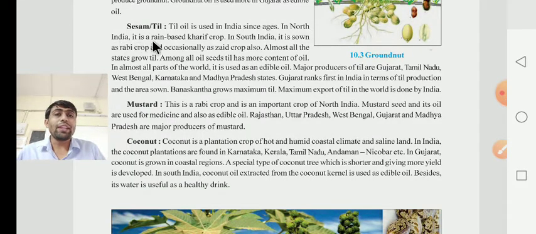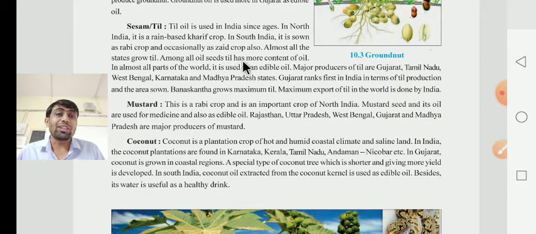In North India, it is a rain-based kharif crop. In southern India, sesame is sown as a rabi crop and occasionally as a jayad crop. Jayad, it means zaid crop. Almost all the states grow sesame or til.